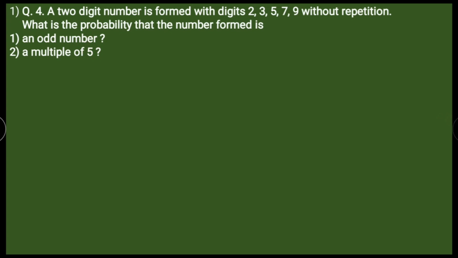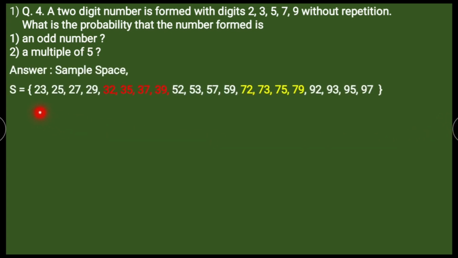So first we write the sample space, in which we write the combinations of these digits 2, 3, 5, 7, 9 which form 2-digit numbers. So the numbers are 23, 25, 27, 29, 32, 35, 37, 39, 52, 53, 57, 59, 72, 73, 75, 79, 92, 93, 95, 97. So we write here n(S) is equal to 20. The number of sample points n(S) equals 20.